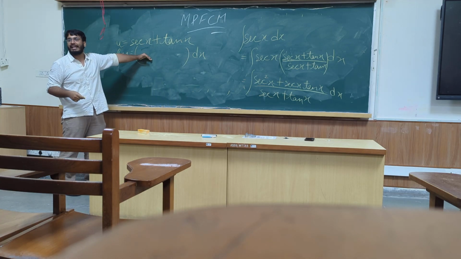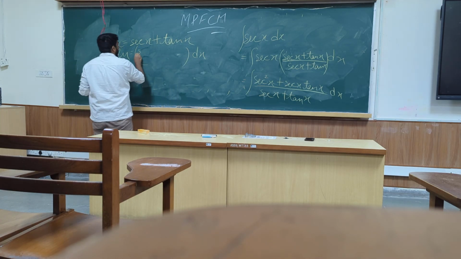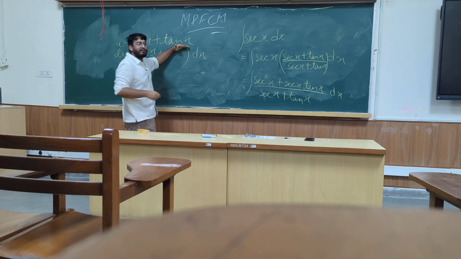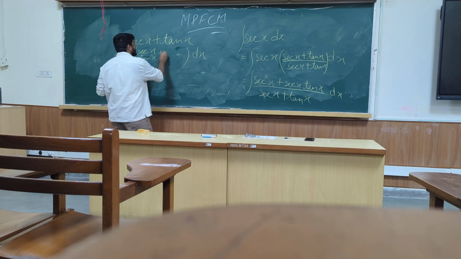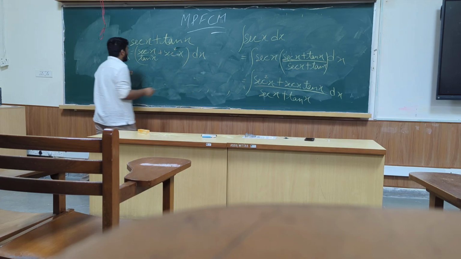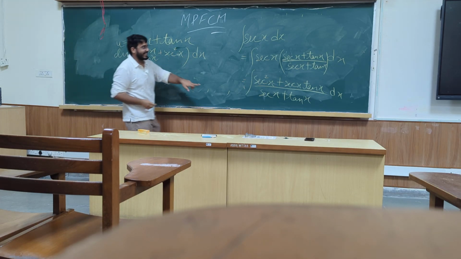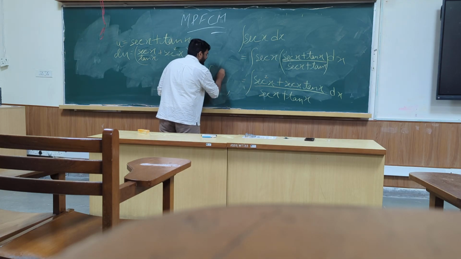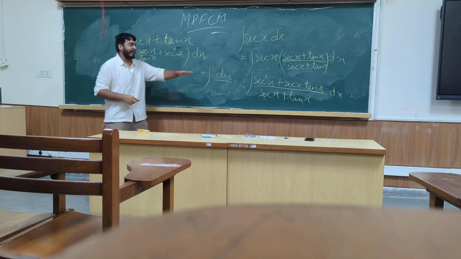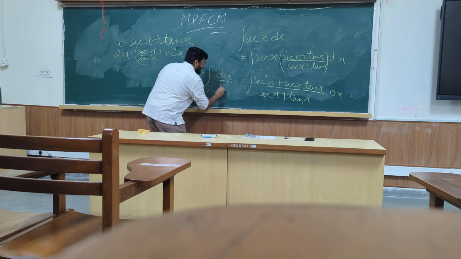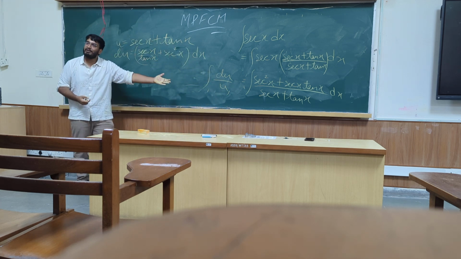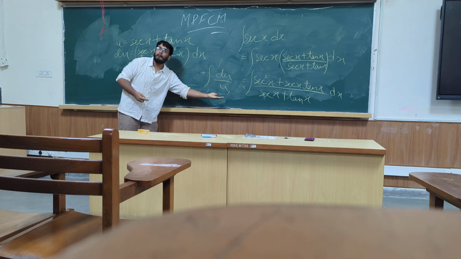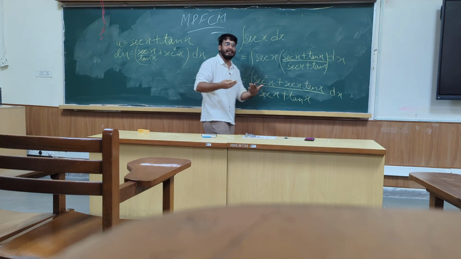The differentiation of secant x, ladies and gentlemen, happens to be secant x tangent x, and the differentiation of tan x happens to be secant squared x. But when I look carefully enough, this happens to be my numerator. So this becomes simply du when I consider this to be u. So I present before you from secant x dx, the integral, we have got to a very simple integral, that is 1 over u du.